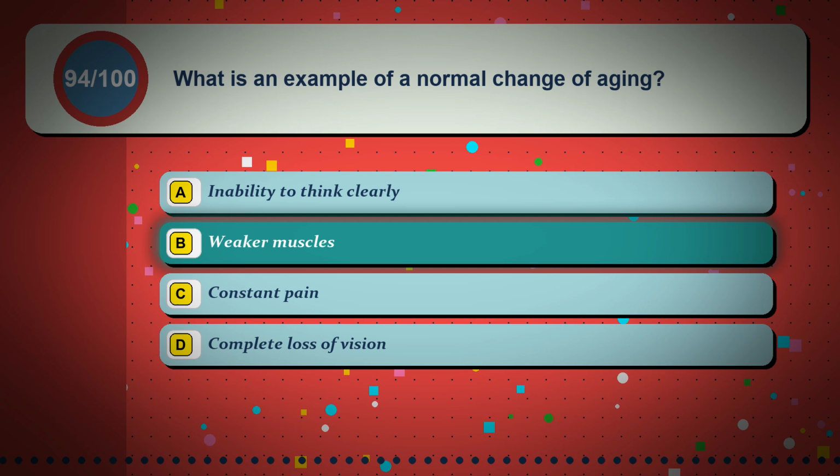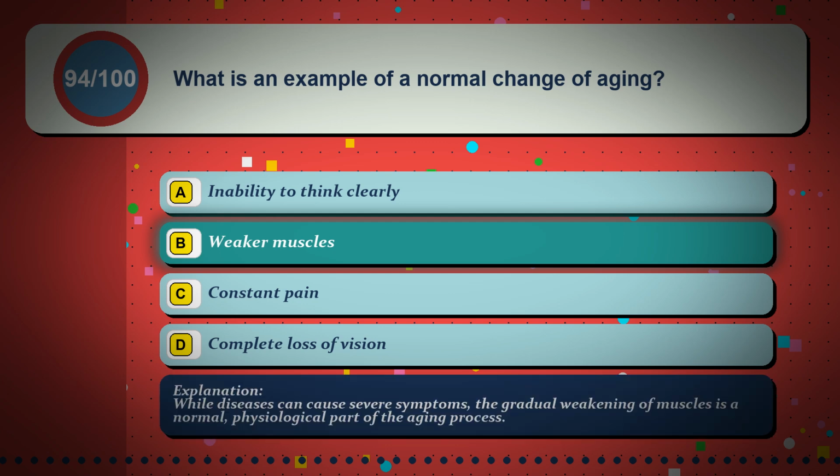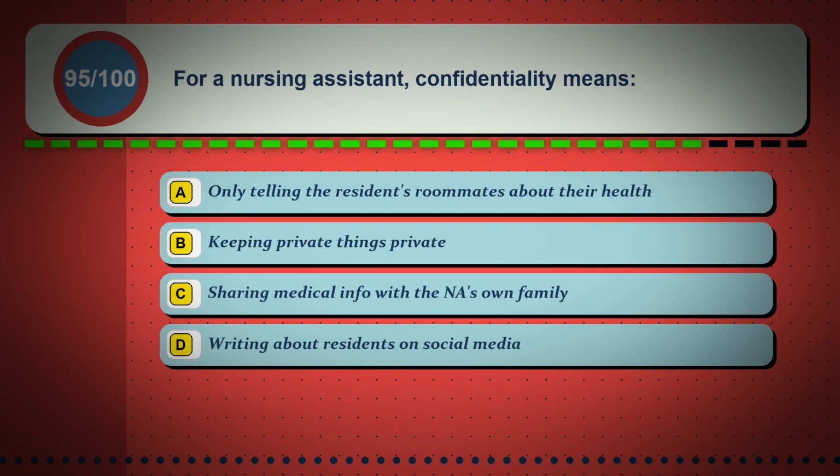The correct answer is option B. Weaker muscles. While diseases can cause severe symptoms, the gradual weakening of muscles is a normal, physiological part of the aging process. Question 95. For a nursing assistant, confidentiality means: Option A.